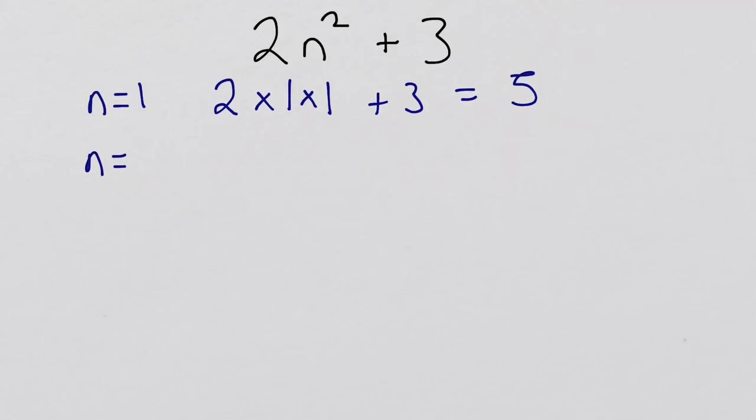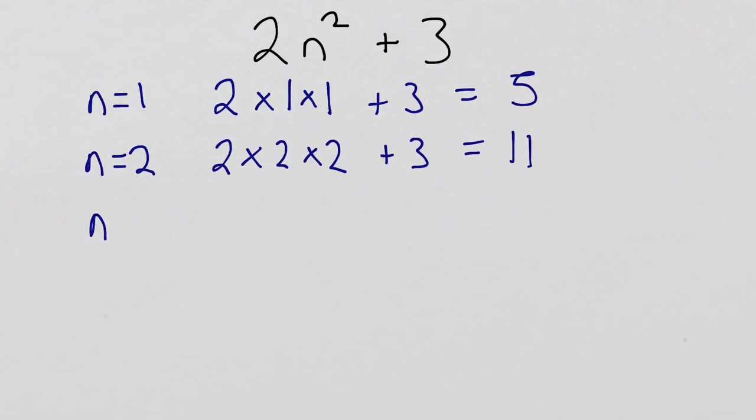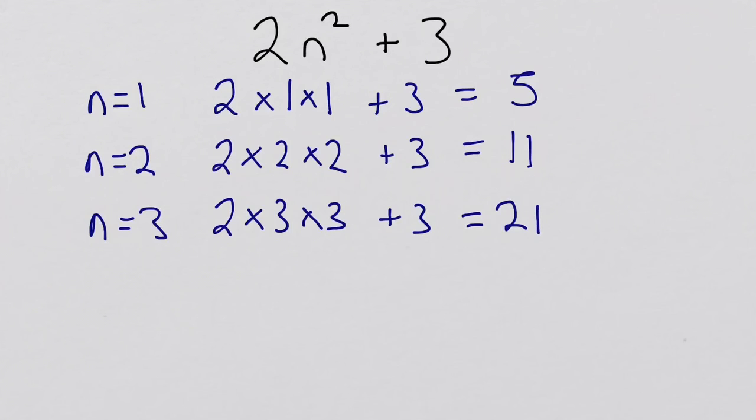When n is 2, we have to do 2 times 2 times 2, add 3. 2 times 2 is 4, times 2 again is 8, add 3 is 11. And when n equals 3, I have to do 2 times 3 times 3, so that's 3 squared. 2 times 3 is 6, times 3 is 18, add 3 is 21.